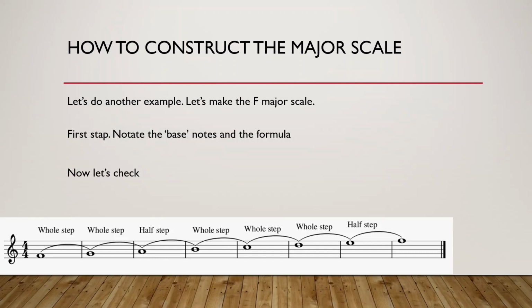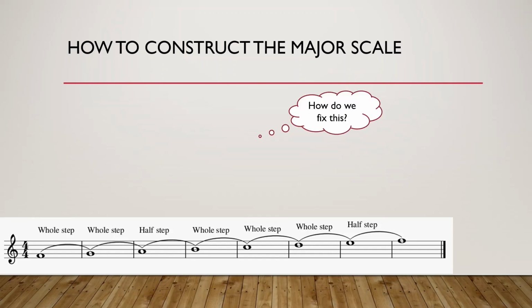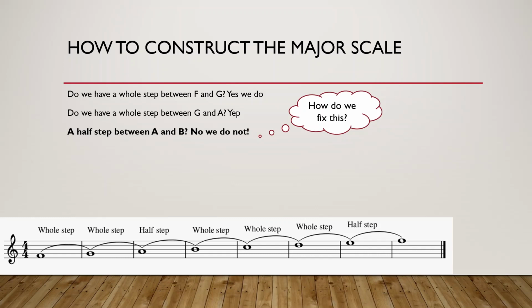Now we can do the F major scale. So first, all the bass notes, F, G, A, B, C, D, E, F. And now we check. Do we have a whole step between F and G? Yes, because there is a black key between, so two small steps are one whole step. Between G and A, yes, that's a whole step. Between A and B is not a half step, because A, A sharp, B, now it's a whole step. And there is no whole step between B and C, because we do not have a black key between, so we need to fix this later on, but let's first see if the rest is correct.